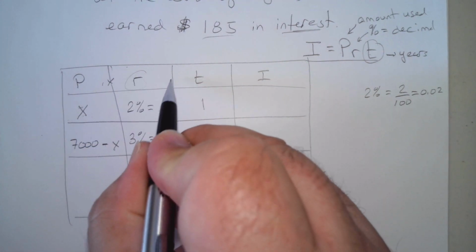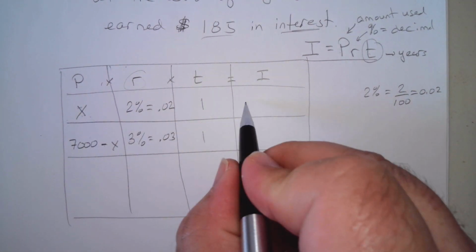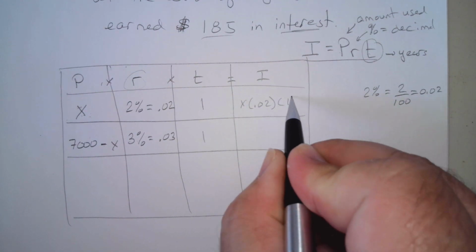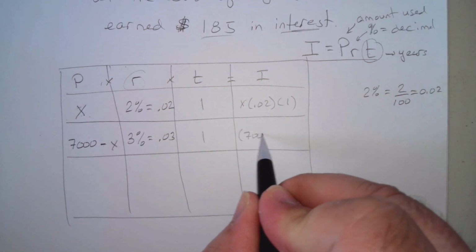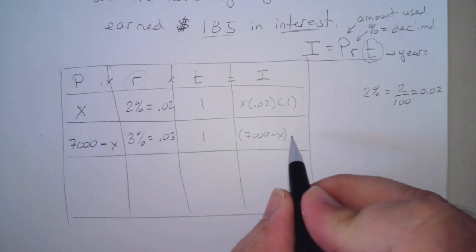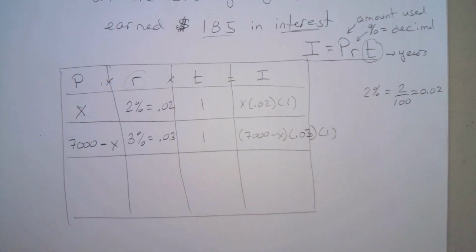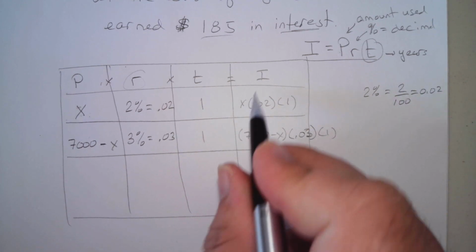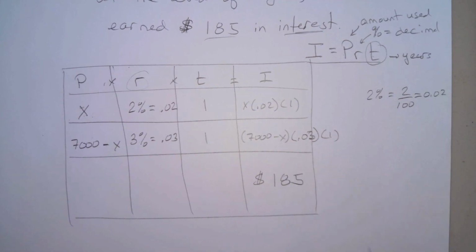So we multiply these together, we get the interest. So we have X times 0.02 times 1, and 7,000 minus X times 0.03 times 1. Only thing we know for sure now is if we added these two, the interest, we had to have $185 earned.